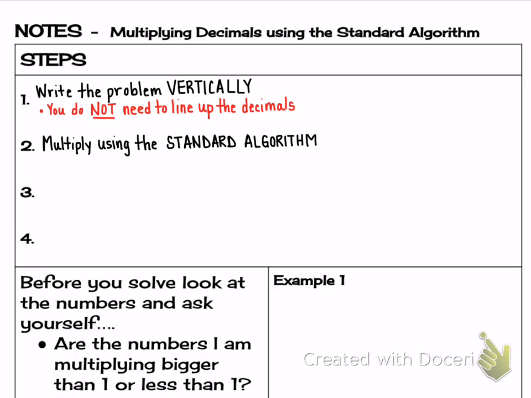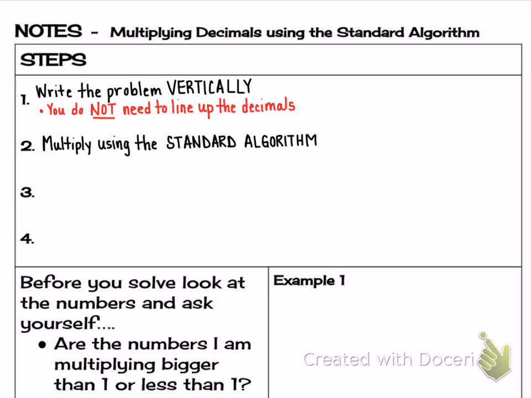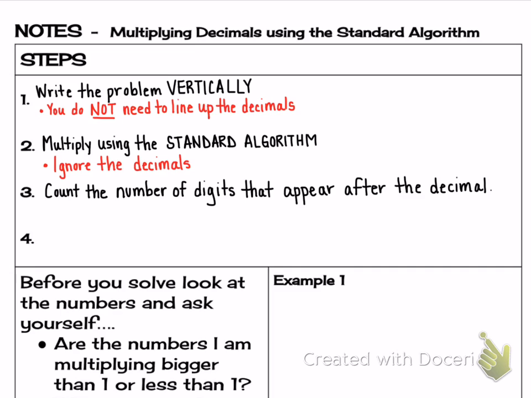Now, while you are doing the standard algorithm, I want you to make sure that you ignore the decimals. Just pretend like they're not there and use the standard algorithm like normal. Once you have your answer, you have to look back at the problem. At this point, you want to count the number of digits that appear after the decimal. I like to connect the two decimals and circle all of the numbers that are after it so I can see exactly how many digits are after.